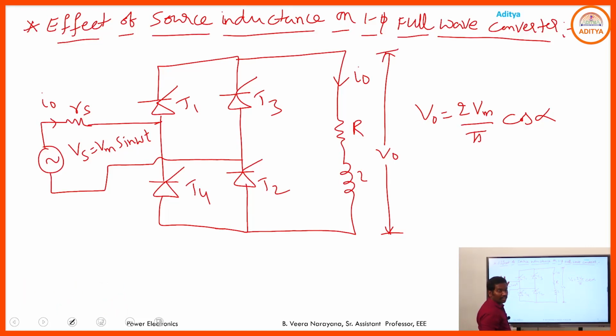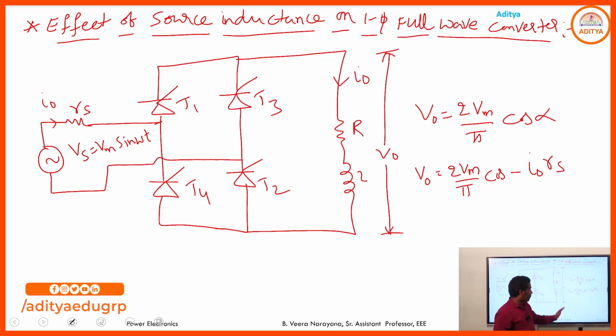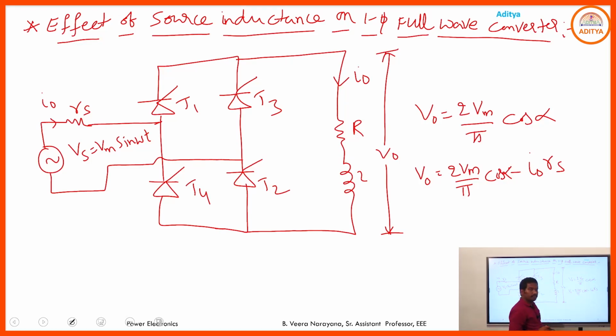If some current flows through that resistance, there will be some voltage drop across that resistance. The remaining voltage is available across the load. Then V0 is equal to 2 Vm by pi cos alpha minus I0 into Rs. If you consider the internal impedance as purely resistance, the output voltage becomes 2 Vm by pi cos alpha minus I0 into Rs. Here I0 into Rs is the voltage drop across the source impedance, and 2 Vm by pi cos alpha minus I0 into Rs is the available average voltage across the load.